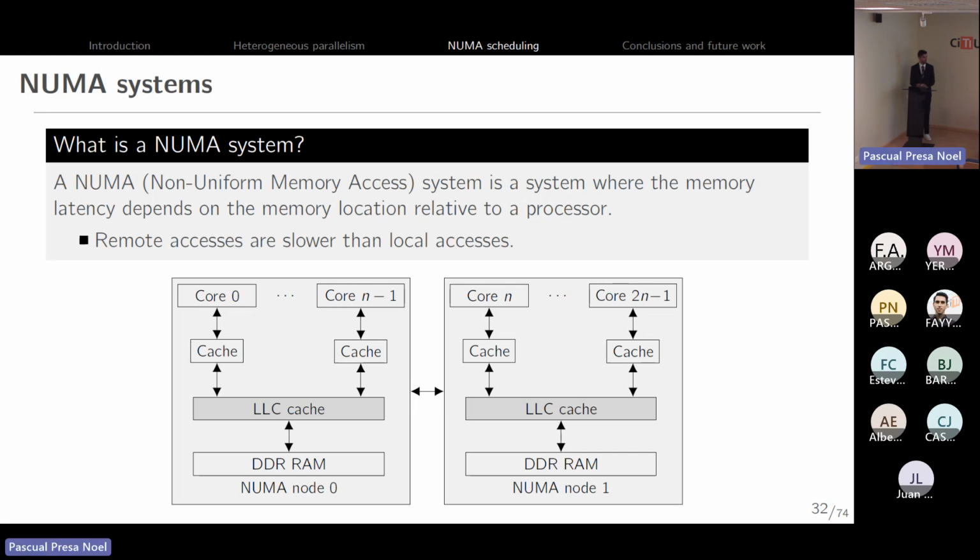Imagine, for example, we have a thread which requests a piece of data. If the thread is running in core 0 and that data is located in the memory bank of node 0, that access will be much faster than if the thread resides in core 0 and the data is in node 1, for example.